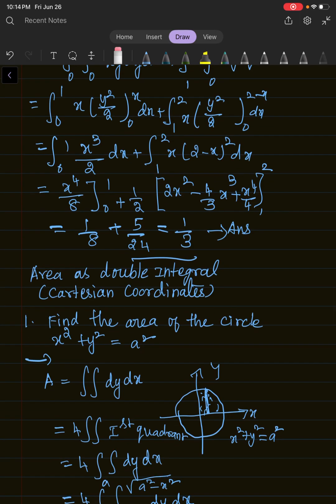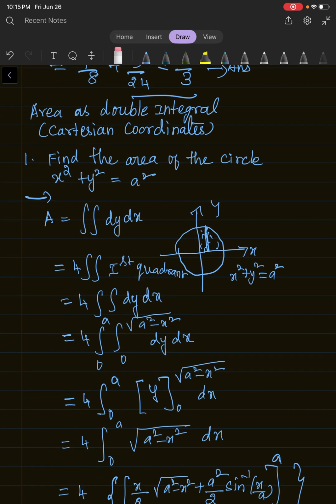Therefore, we are getting x to the power 4 by 8 from 0 to 1 plus 1 by 2, 2x square minus 4 by 3 x cube plus x to the power 4 by 4 from 1 to 2. So after applying the limit, first integral value is 1 by 8, second integral value is 5 by 24. If we add the two values, we are getting 1 by 3. This is the final answer of this question.